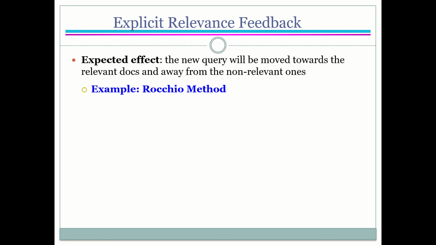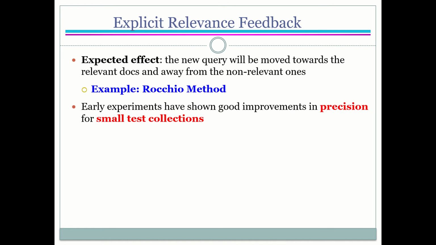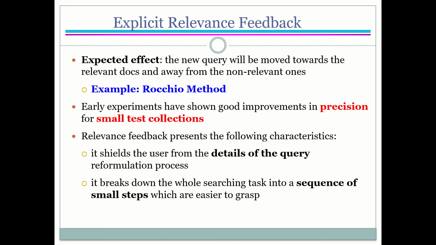So it is expected that by doing that, the new query will move towards the relevant documents and away from the non-relevant ones. So for example, the Rocchio method is designed to reformulate the query in such a way that it moves closer to the relevant documents and away from the non-relevant documents. In early experiments, they have shown good improvement in terms of precision for small text collections.